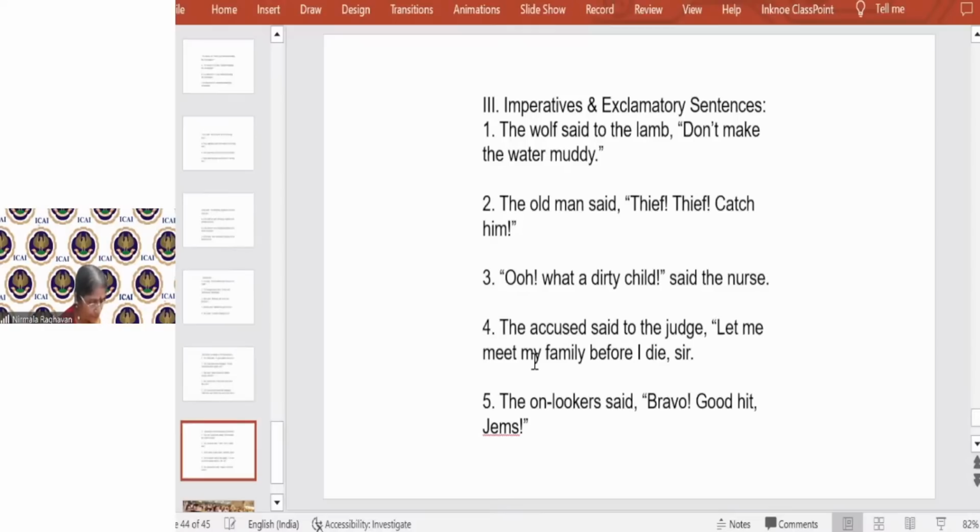This is for the fourth one. Thief: the old man shouted thief and asked him to be caught, or wanted him to be caught. Third one, the nurse exclaimed in disgust or in frustration or in sadness, whatever, that it was a dirty child.